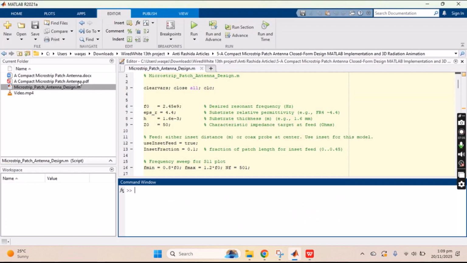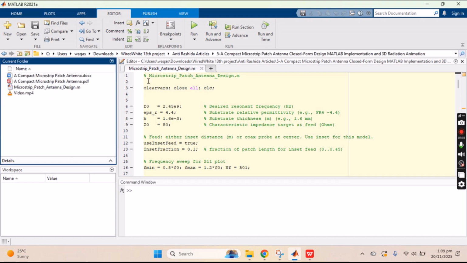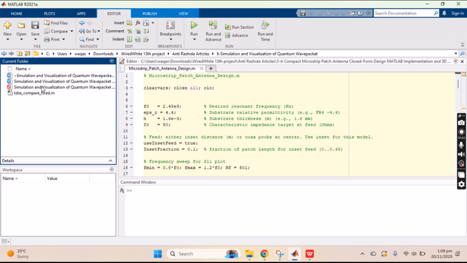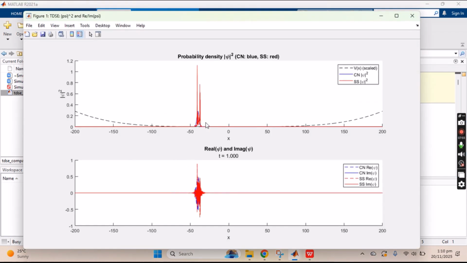So let me provide you a demo of how you can run that model. So here is the MATLAB code. You just need to run the function and you will get the output results accordingly.